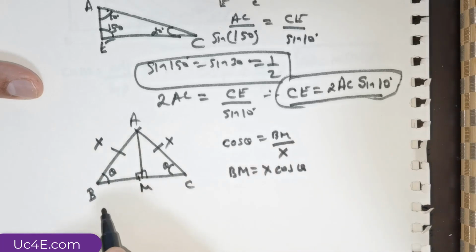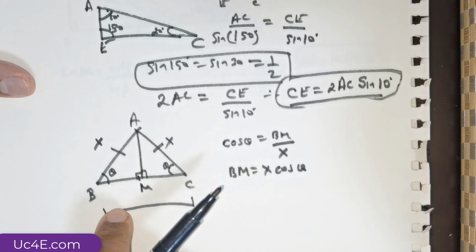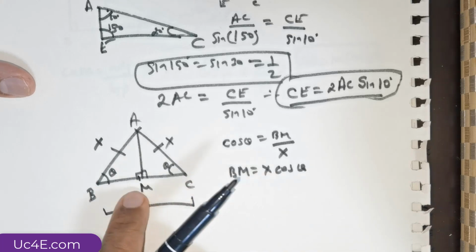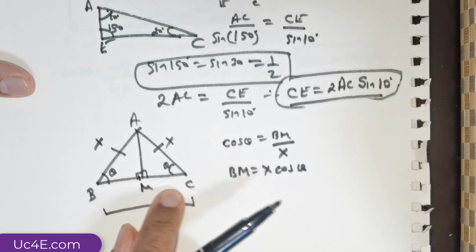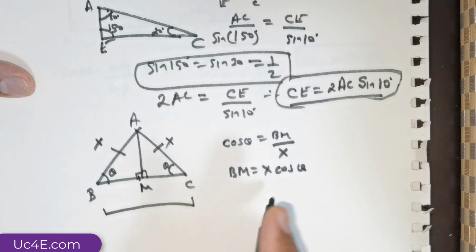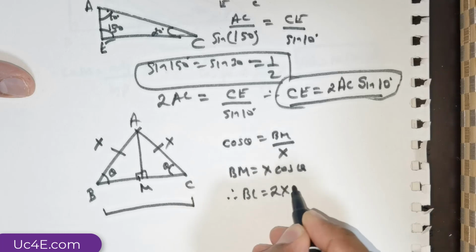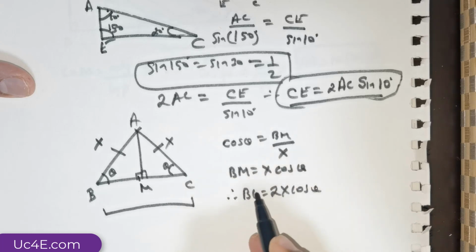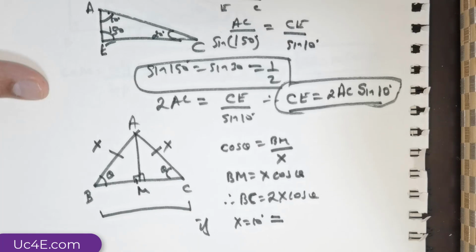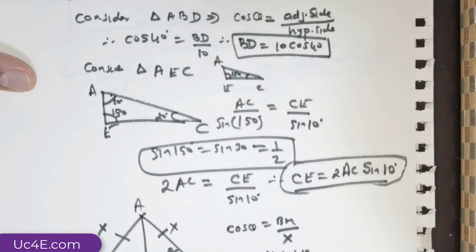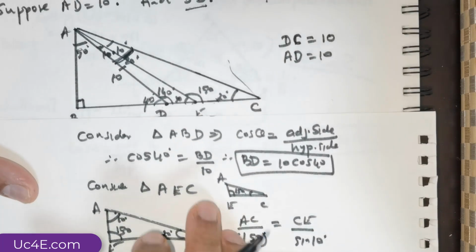Now what do you think is going to be BC? BM is going to be x cos theta. Similarly, MC or CM is going to be x cos theta. So therefore BC is going to be 2 times x cos theta. You agree? Now my x is 10 units. If x is equal to 10 units, we are looking at a BC which is 2 times 10 times cos of 20 degrees.